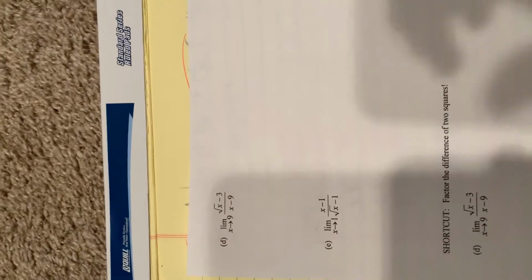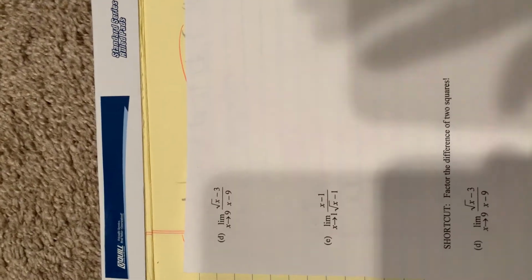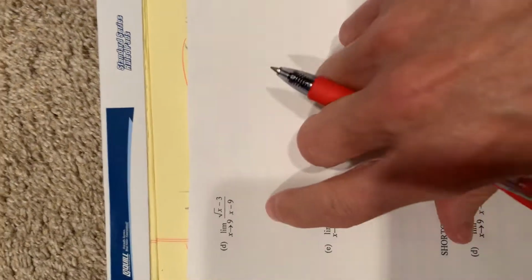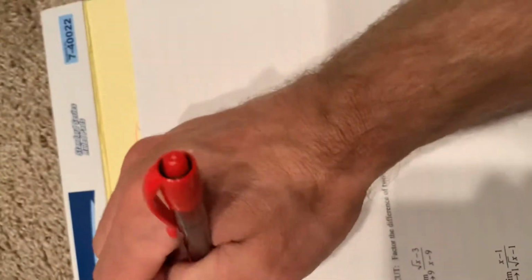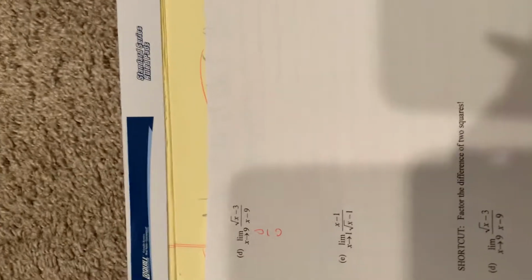Here are the tricky ones. You're going to recognize this because you're going to see a square root in it. First step in finding a limit is substitute in. Well, if you put 9 in, you're going to get 0 over 0. That lets you know, hey, I can simplify this.